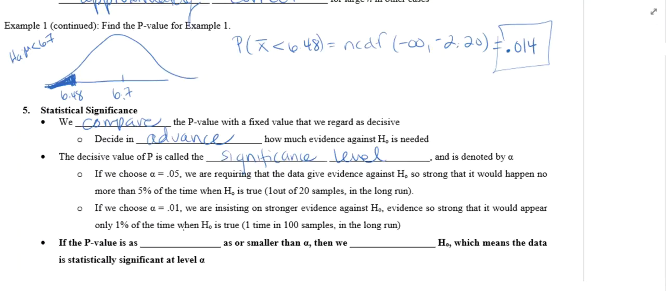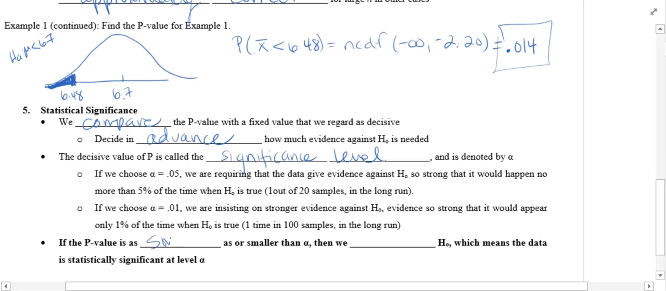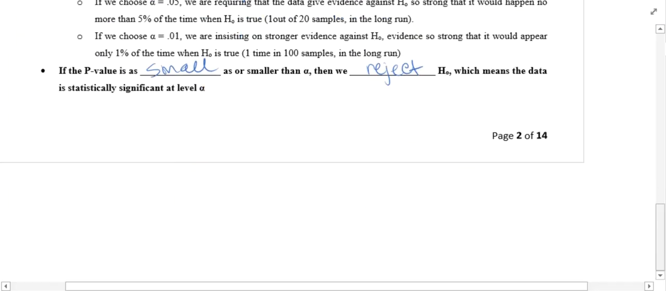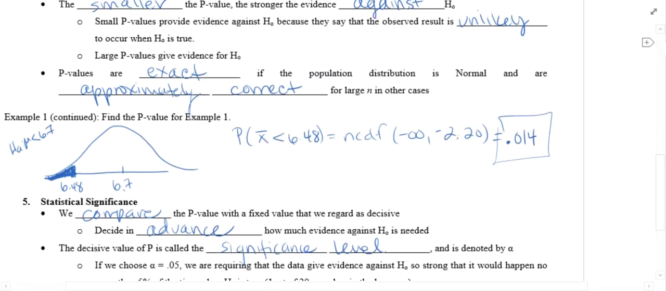Okay, so if the p-value is as small or smaller than alpha, then we reject the null, which means the data is called statistically significant. So when we're rejecting, that is called statistically significant. So you'll have questions that say, is it statistically significant? And that's just asking, would you reject this decision?